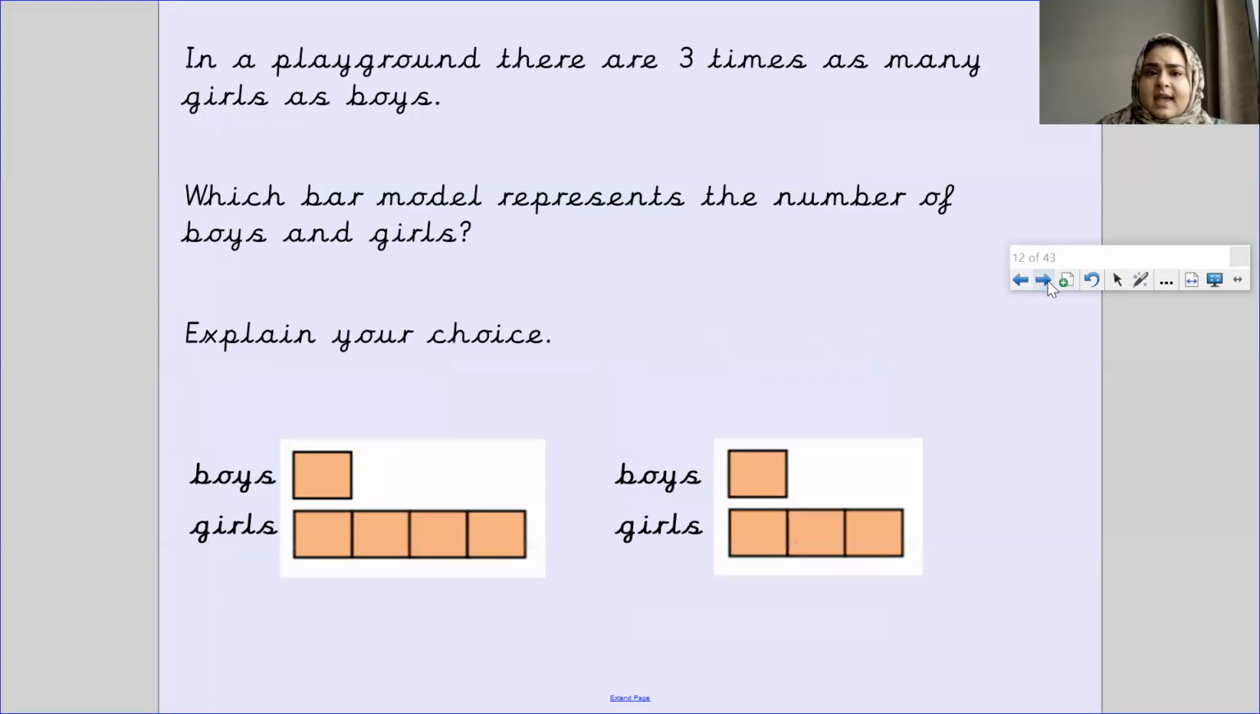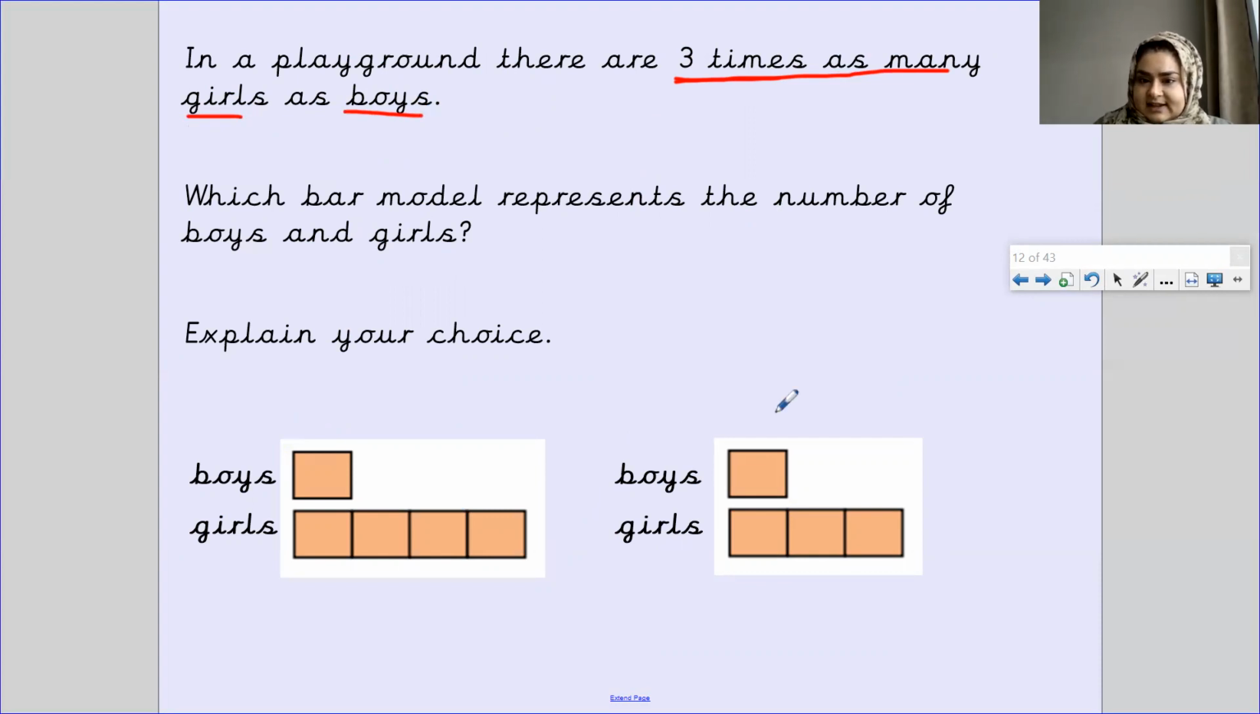Now, in a playground, there are 3 times as many girls as boys. Which bar model represents the number of boys and girls? Explain your choice. So you have 2 bar models here showing you the numbers of boys and girls, but which one represents 3 times as many girls as boys? Pause the screen now and work out your answer.